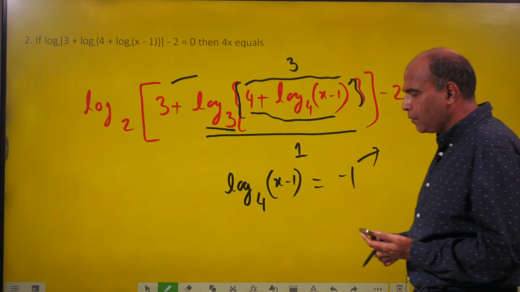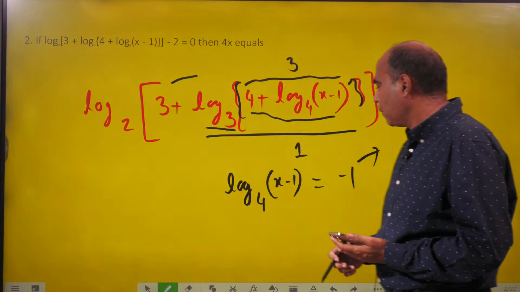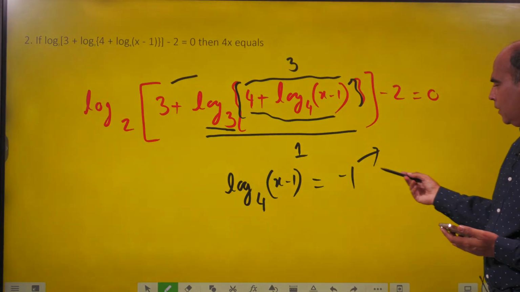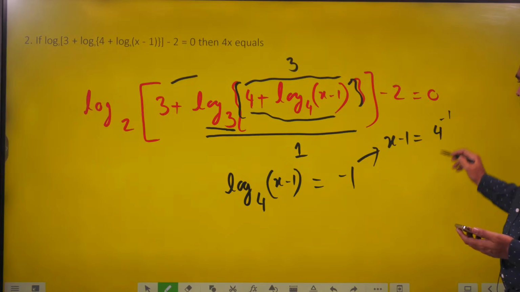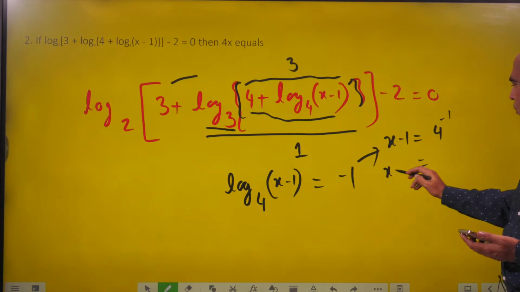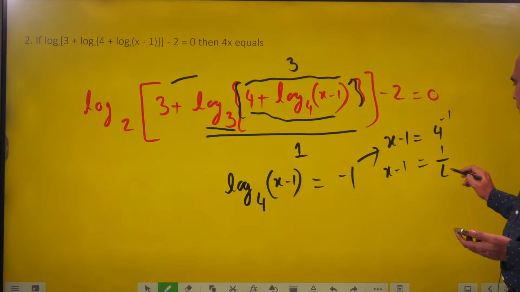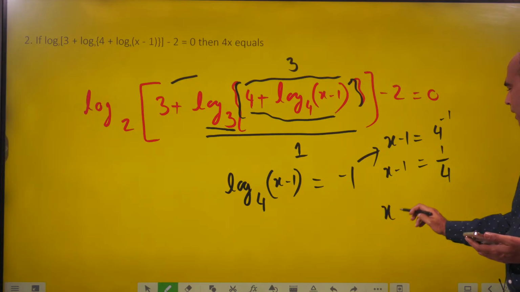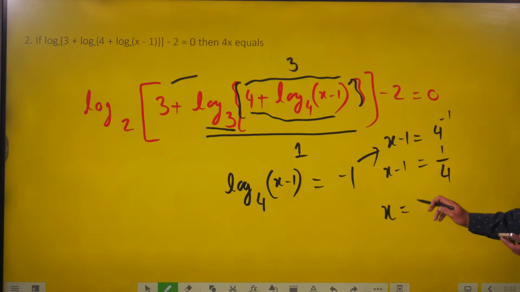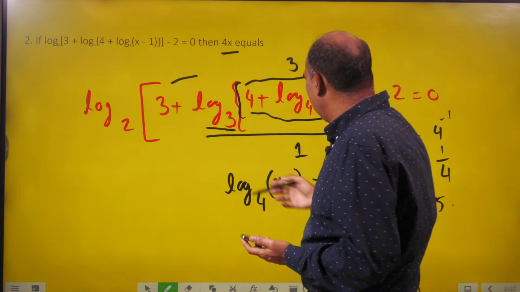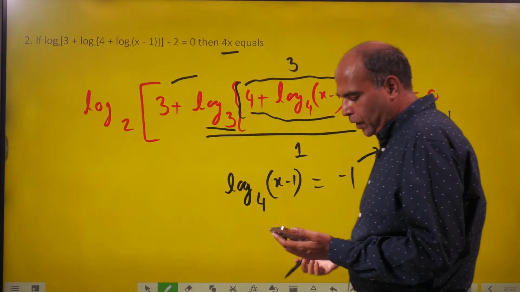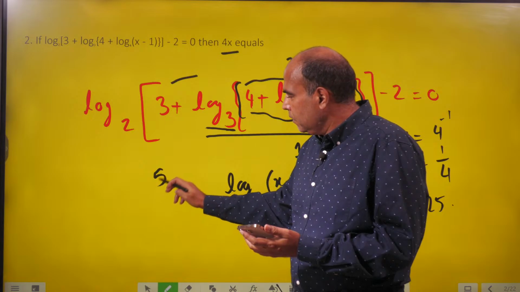So this is the expression, and then you can use the definition of logs, which is something you study in the first 30 minutes of the log chapter. That tells you x minus 1 is equal to 4 raised to minus 1, which means x minus 1 is equal to 1 by 4, so the value of x is 1 plus 1 by 4, which is 1.25. And the question is asking us the value of 4x. So if the value of x is 1.25, the value of 4x will be 5.